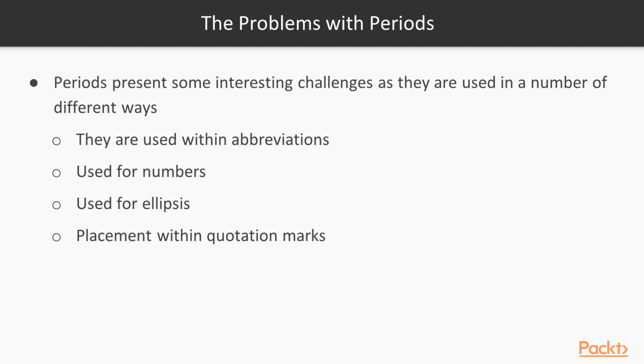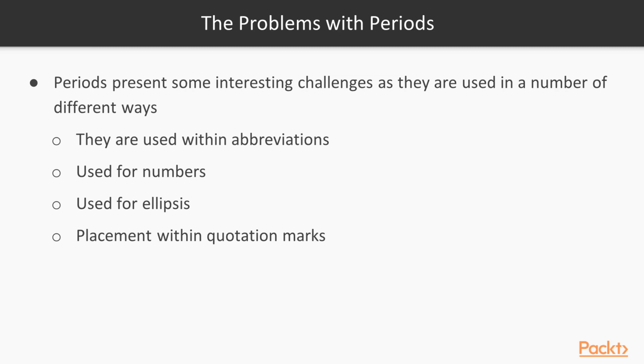We are going to look in this particular video at the problems found with periods. This is really more commonly used, and is typically the more difficult part of finding the end of a sentence. And so we'll look at a number of situations here so that we have a better understanding of the problems that can occur when we try and find the end of a sentence. So they are used within abbreviations. We'll look at a couple of abbreviations shortly. They're used for numbers, basically floating point numbers. Used for ellipses, that's 3-dot sequences, and we can also find it placed inside quotation marks.